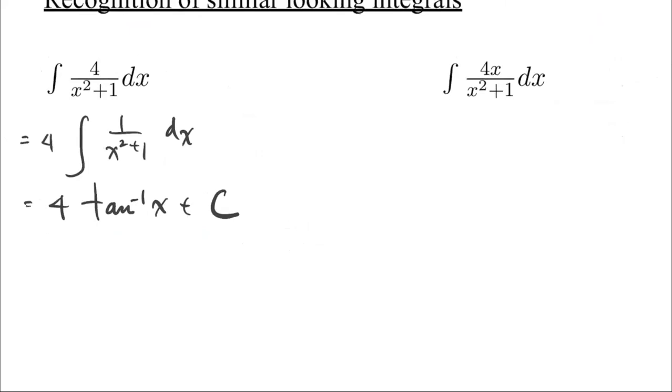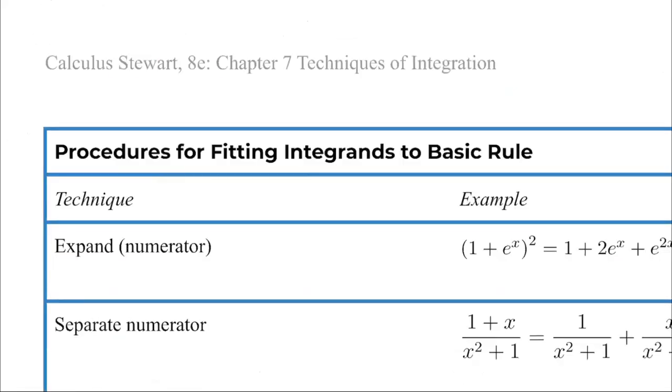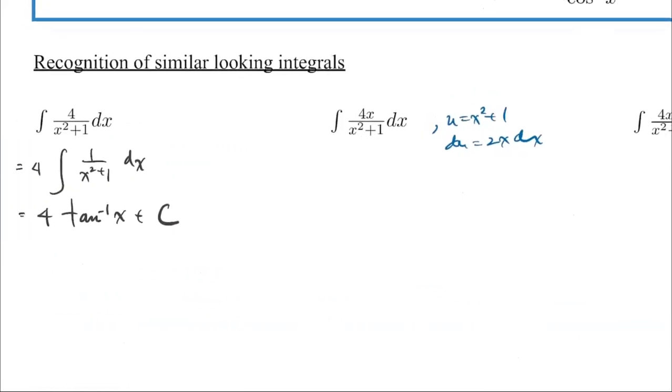Now, this one, while it looks very, very similar, it's not. It really isn't. So here, what we could do is take the denominator, x squared plus 1, as a u, and du comes out as 2x dx. So that when you have this integration over here, I could just rewrite that as 2 times 2x dx over x squared plus 1.